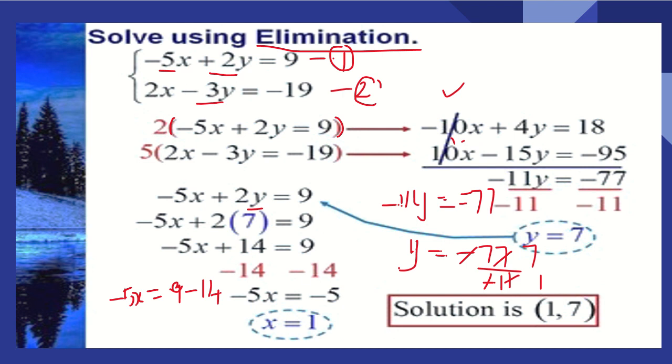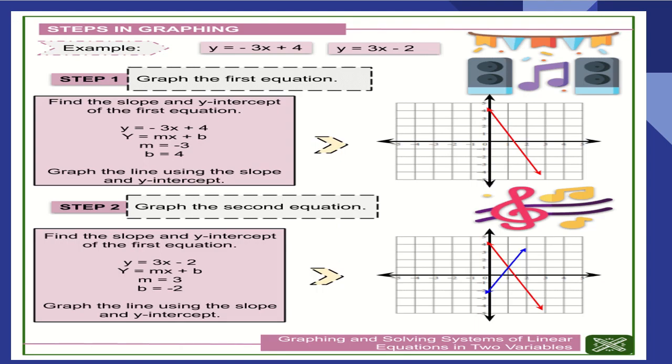The first method we have seen is the substitution method. Next, we have seen the elimination method. Next, what method can we do? We can do it with the graphical method. Graphical method means, as we learnt, y equal to mx plus c.